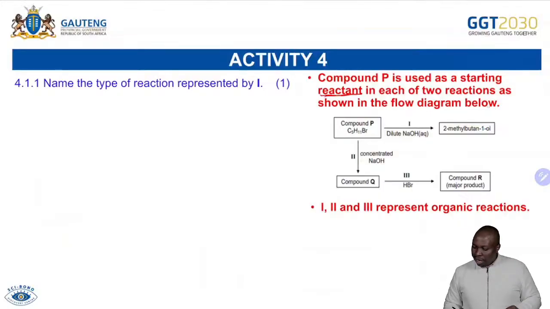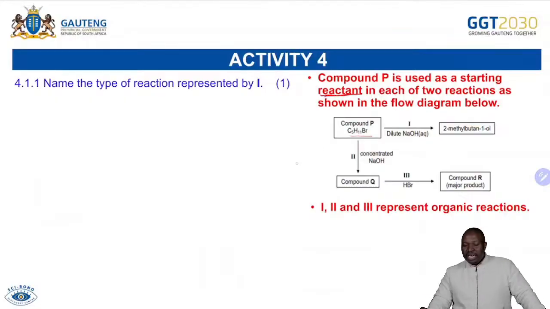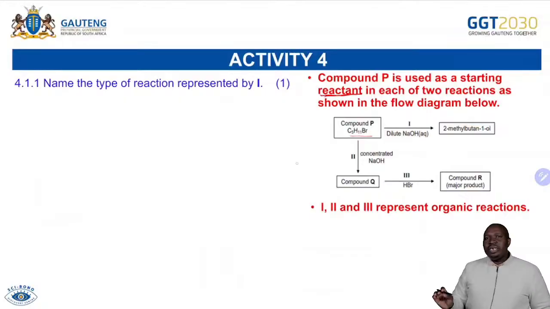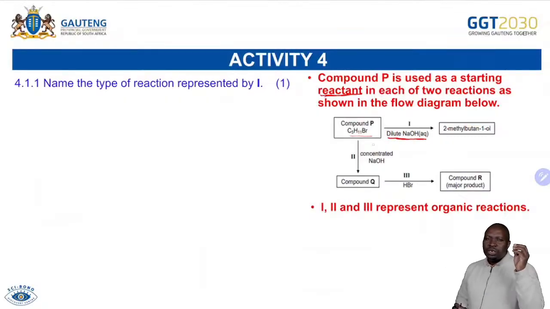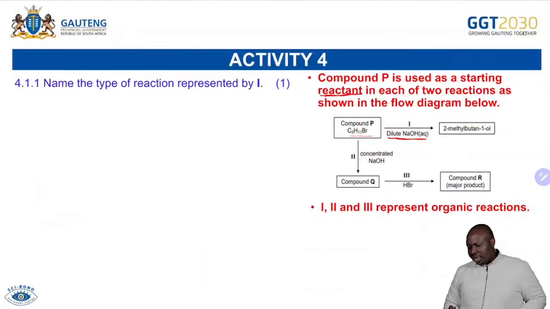You can see now we're starting there with compound P, which in this case is C5H11Br. Now, I always say to the learners, it's important that you analyze your question. Look at what is formed when you use dilute sodium hydroxide. Remember what we said, CEDS. When you use dilute, we said the reaction would be substitution. Dilute strong base. So you know that reaction number 1 must be substitution.